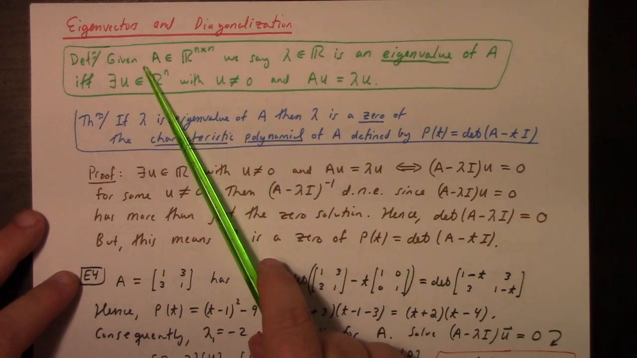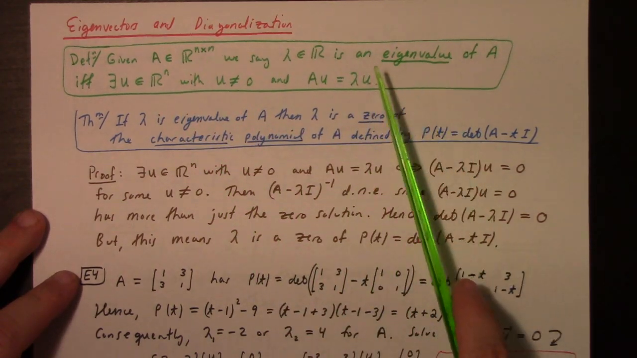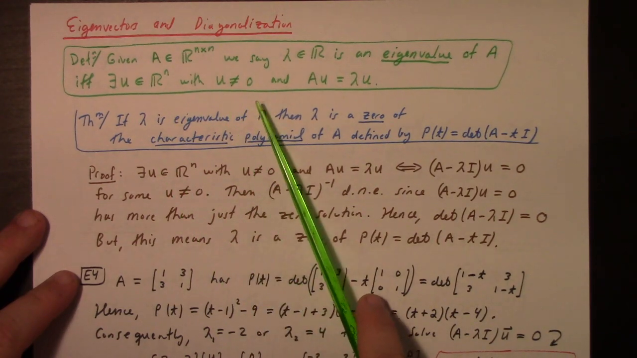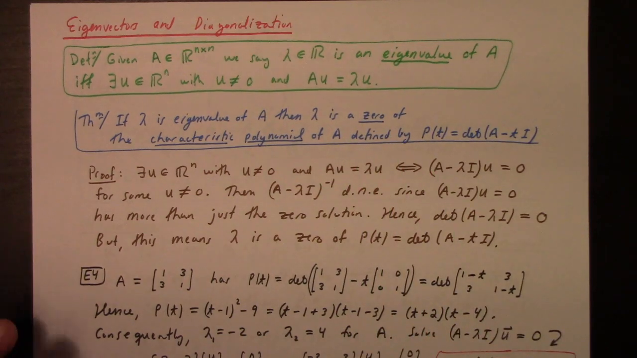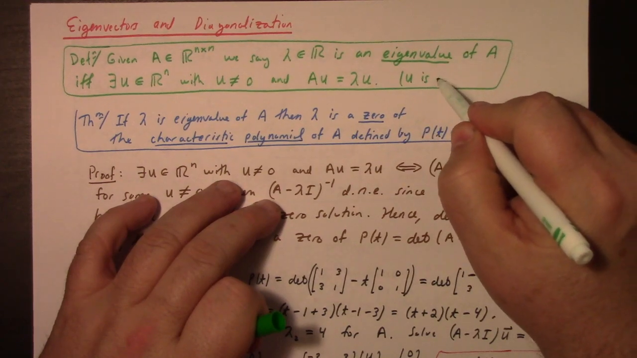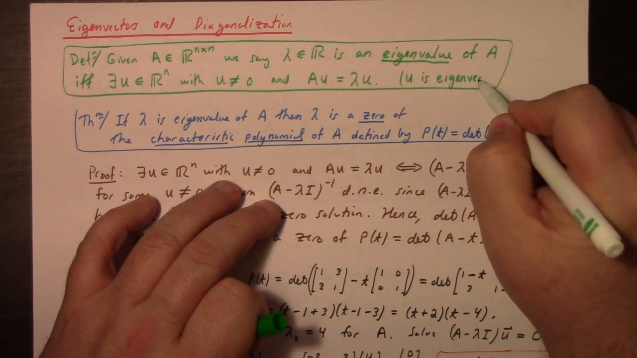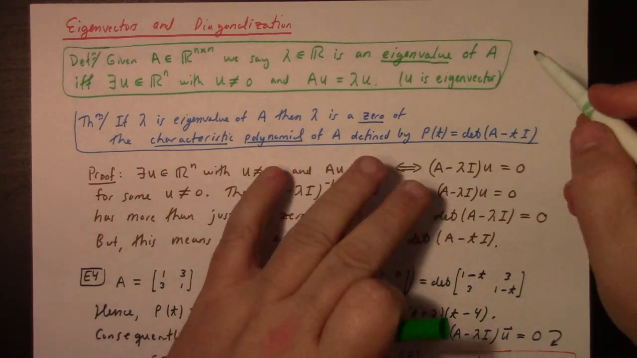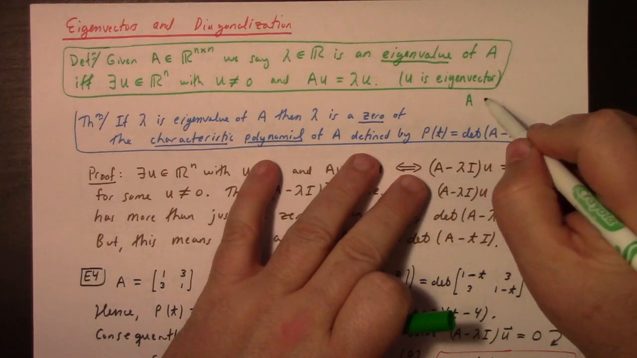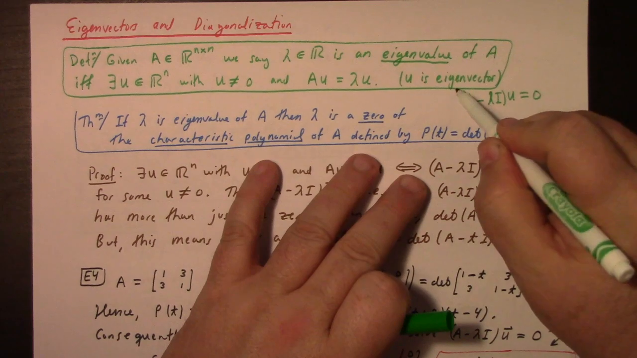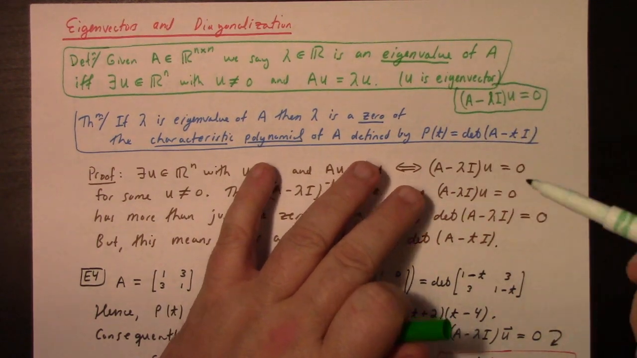So an eigenvalue is simply a scalar which has a corresponding non-zero vector called an eigenvector. I guess I should write that down: u is an eigenvector. And A times u is equal to lambda u. Now, of course, I should also mention, a lot of times we like to look at it like this: A minus lambda times the identity matrix acting on u is equal to 0. That's an equivalent characterization of the eigenvector.